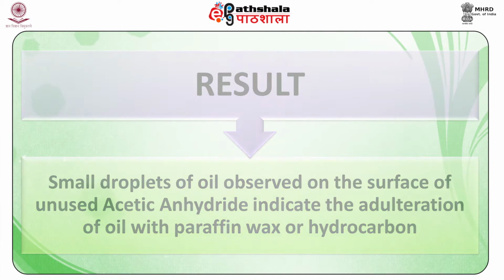or hydrocarbon. For the detection of argemone oil in mustard oil, about 5 ml of the suspected oil is taken in a test tube. A few drops of concentrated nitric acid are added to it and the contents are shaken well. The presence of orange color indicates the presence of argemone oil in the suspected sample.